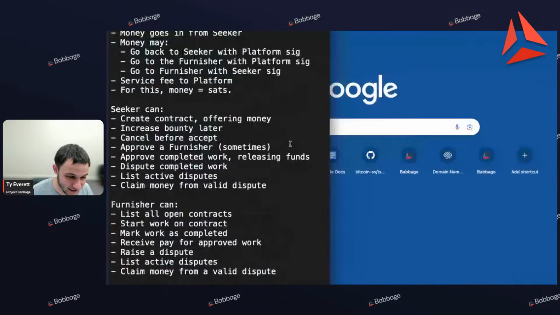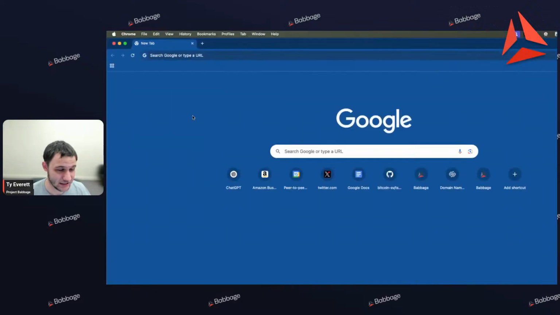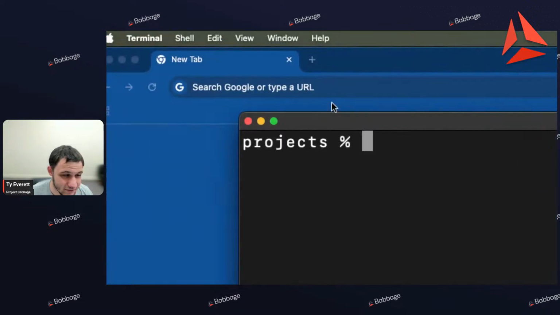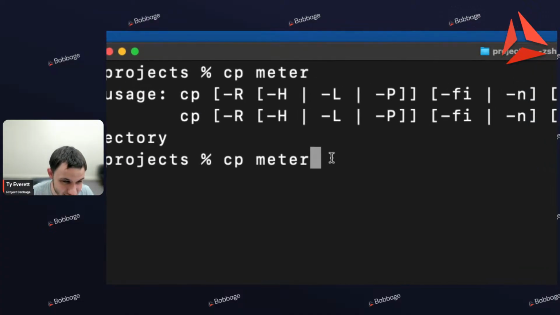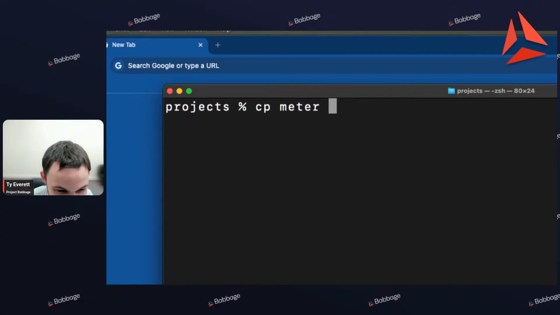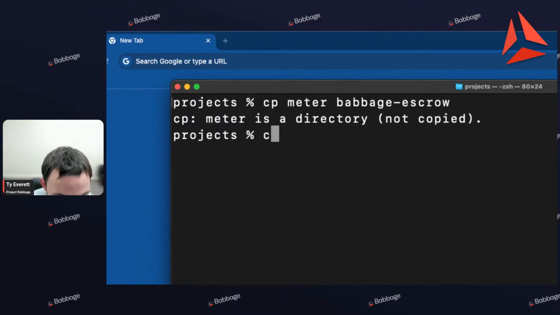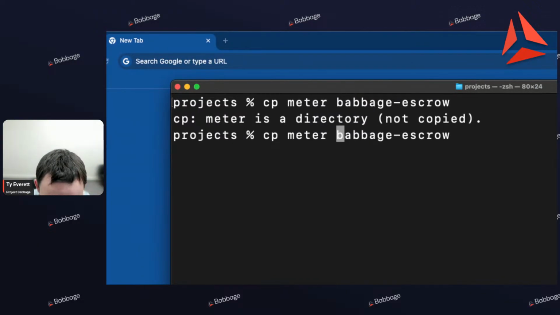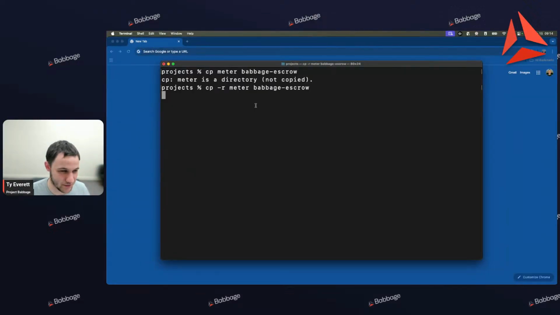Let me go back. All right, going back. I want to write some code, and I think we have a starting point. So our starting point is going to be the meter app. Whoops, that doesn't work. Let's learn how to use the terminal first. This is going to be Babbage Escrow. Is that already a... Oh, duh. See, once again, terminal in 2025 is hard, guys. It's just really, really hard.